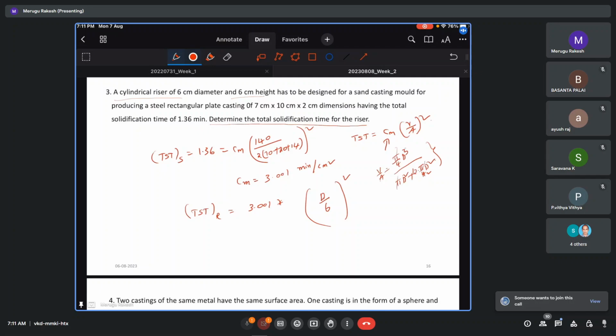You can try. I think pi d cube, d cube cancel, so you are left with d by 4 divided by 1 plus 1 by 2. Okay, that is d by 6, right? So d by 6. Now d is nothing but 6 in this case. The 6 is cancelled, so it is going to be 3 minutes. That is the total solidification time for the riser.